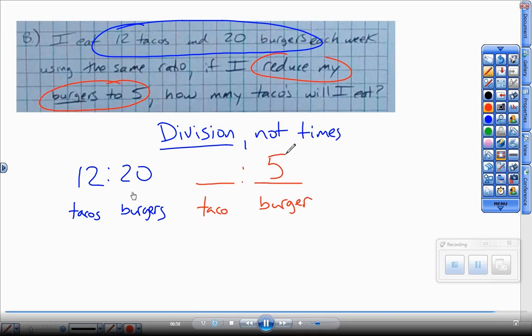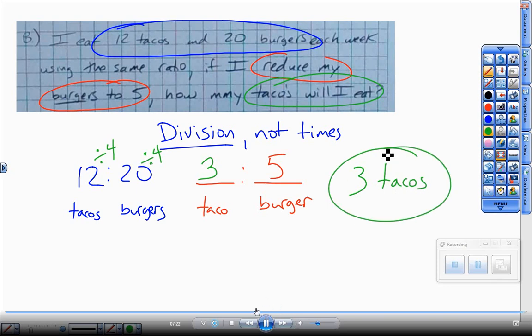I'm telling you how many burgers there are in the reduced equivalent ratio, 5. So now you're looking at what number, not times 20, gives me 5, but what number divided into 20 gives me 5. So if I use my calculator, I'll see that 20 divided by 4 gives me 5. So if I divide this by 4, I got to divide the other number by 4. And when I do that, that reduces down to 3. And that gives me how many tacos I'm going to eat. I'm going to eat 3 tacos. The last word is cloud.